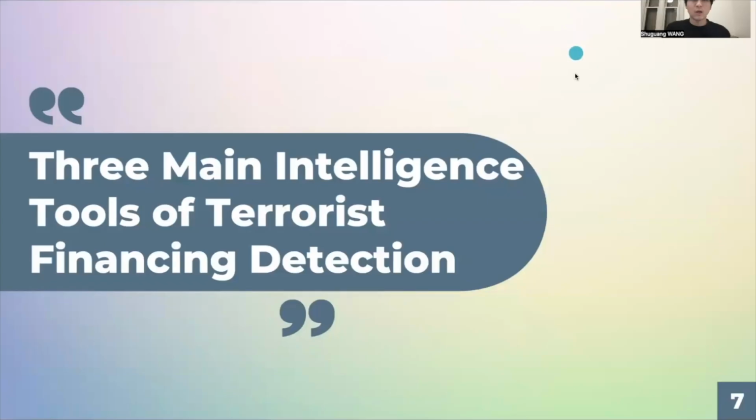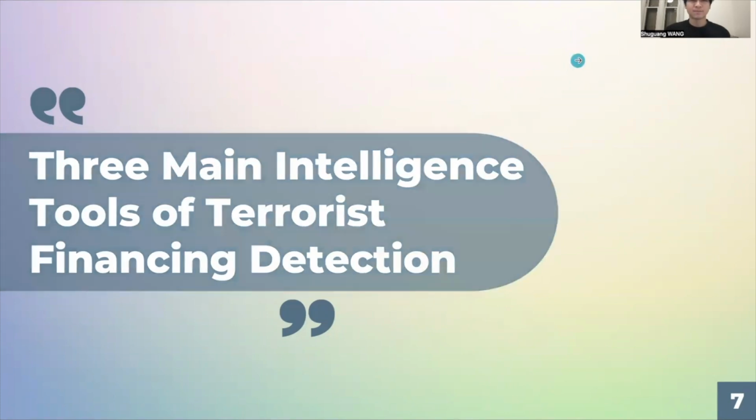Now, let's talk about the main intelligence tools used in detecting terrorist financing activities, which include transaction monitoring, risk assessments, and machine learning algorithms.